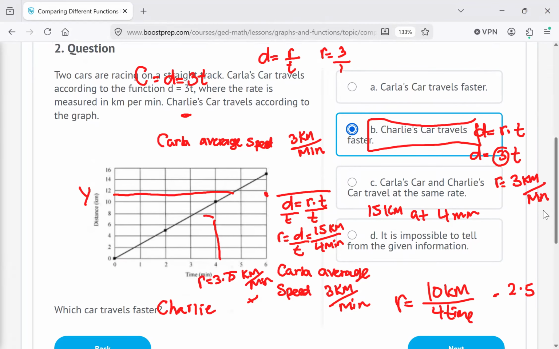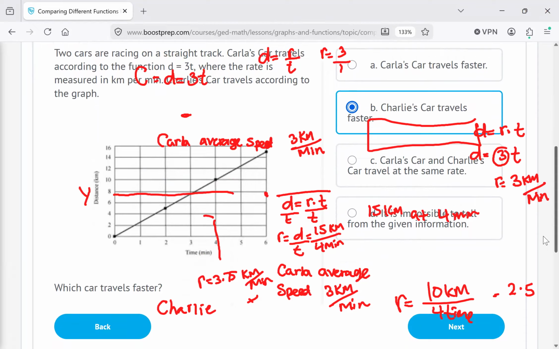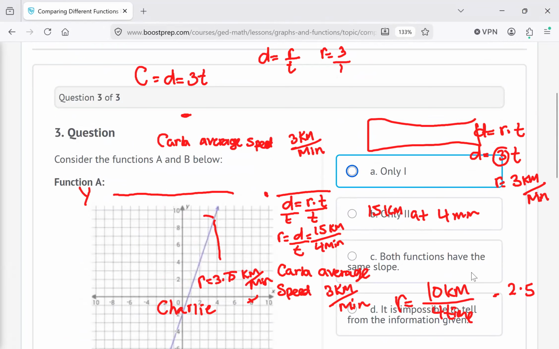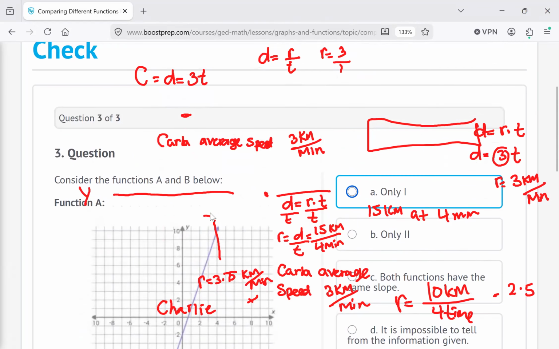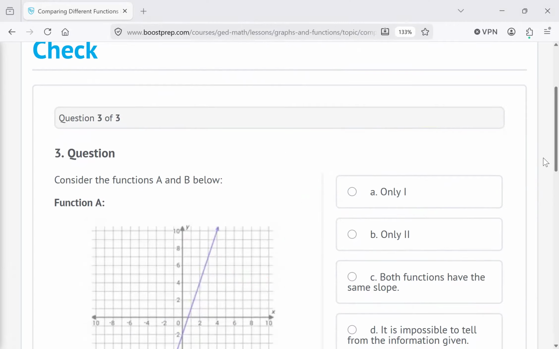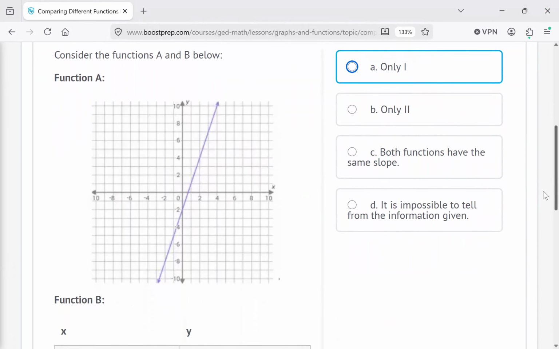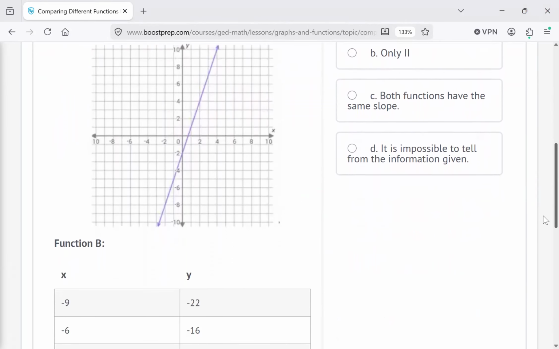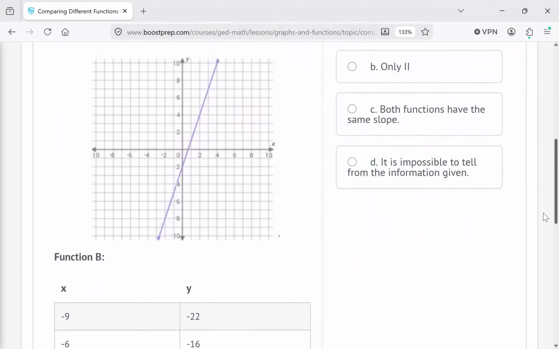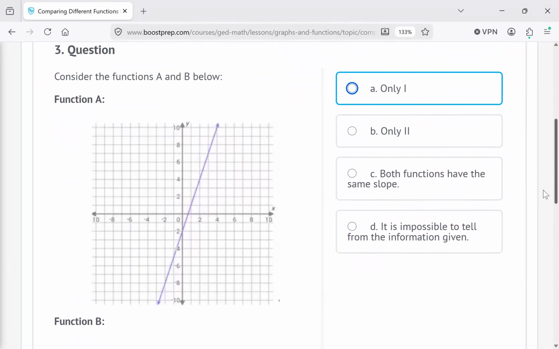Okay, let me check. Oh, this is still question two. So yeah, that was question two. Let's move on to question three. So question three, we have a table, right? I mean, a graph, a linear graph, and we need to know which, consider the function A and B below.